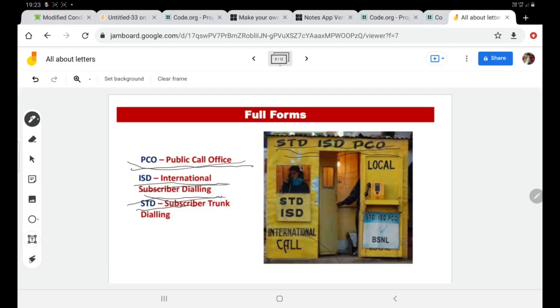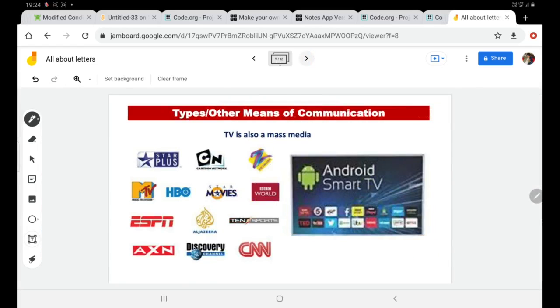STD, subscriber trunk dialing, means in India only, but to other states, like India to Delhi, India to Uttar Pradesh, India to Kerala. Not in the foreign, in India, but other states. So it is called STD, subscriber trunk dialing. And now types, other means of communication.